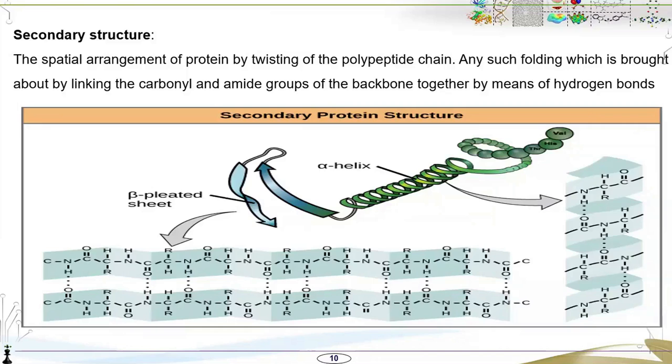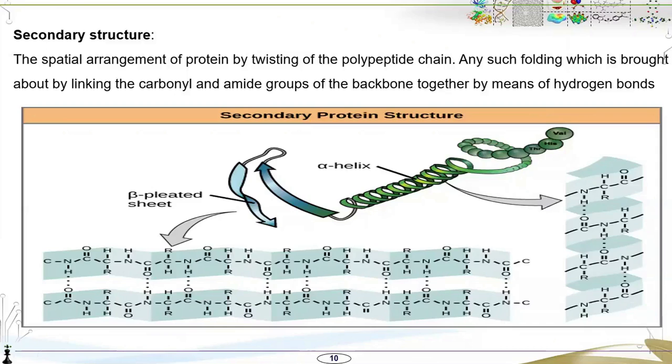Again, I don't want to discuss everything here. So you just understand that after forming a primary structure of the protein, with the help of twists and the folding between one sequence of amino acids and another sequence of amino acids within the primary structure, it will form the secondary structure. So the secondary structure is nothing but any type of twisting or any type of folding which is brought about by the linkage of carbonyl and amide groups of the backbones together by means of hydrogen bonds.